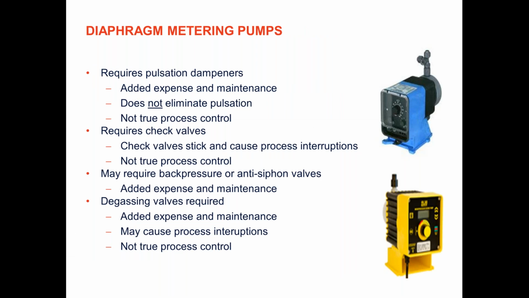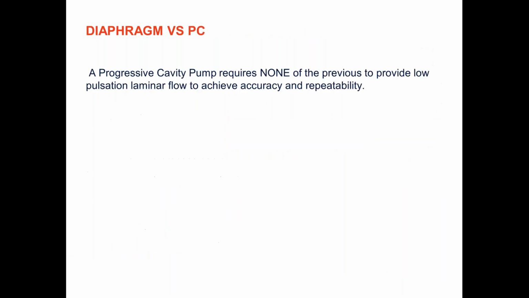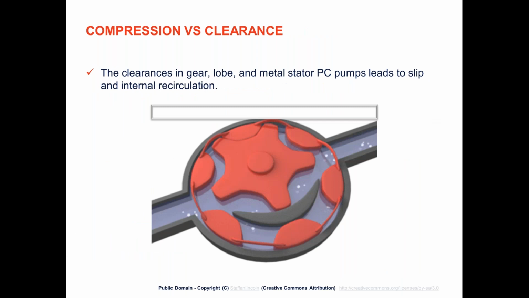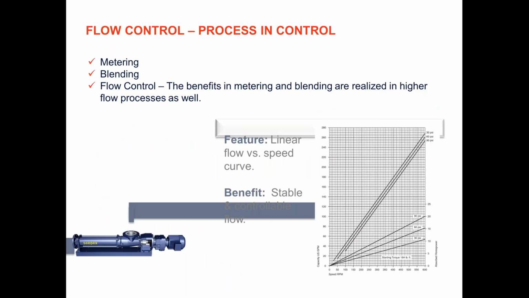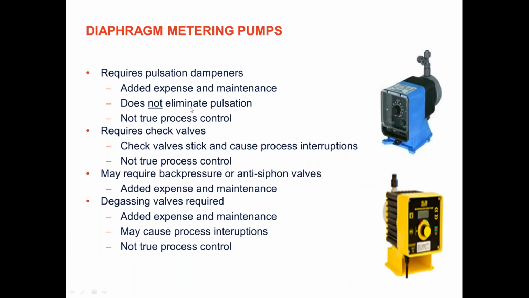When we look at the majority of chemical metering pumps out in the market, most of them are diaphragm metering pumps. These pumps require pulsation dampeners. They do not eliminate the pulsation. There's no true process control. Some of these may require some back pressure or anti-siphon valves, and those are added expenses and maintenance. And then lastly, these pumps have a hard time handling sodium hypochlorite, and they'll need degassing valves. This can cause interruptions to the system and downtime.